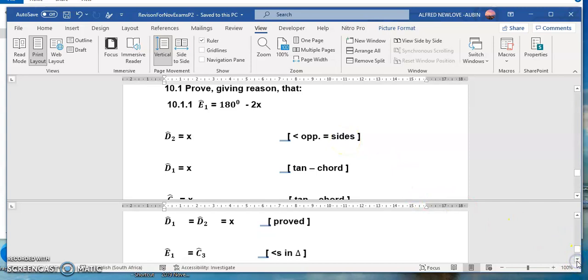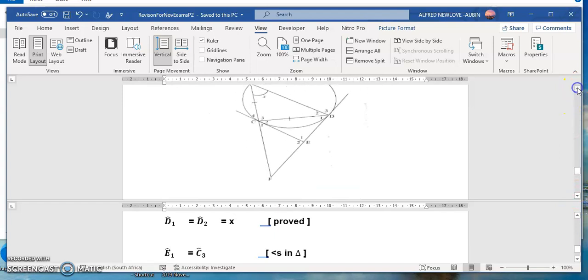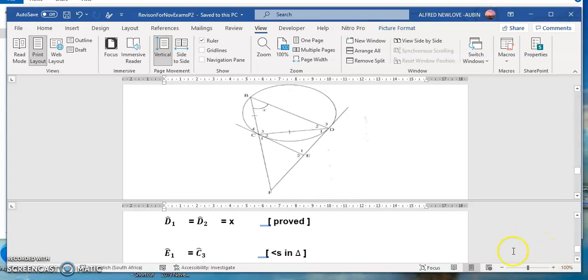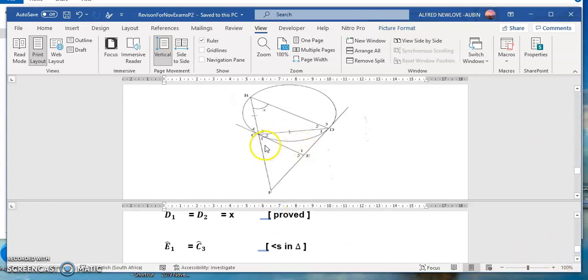Then the last one, the angle that we couldn't figure out. That becomes the third angle of a triangle. If this angle is equal to that one, tan chord, and this one is equal to this one, then this angle would definitely be equal. That's the third angle of a triangle, or you can say angles in a triangle. So we have proved that they are similar, angle, angle, angle.